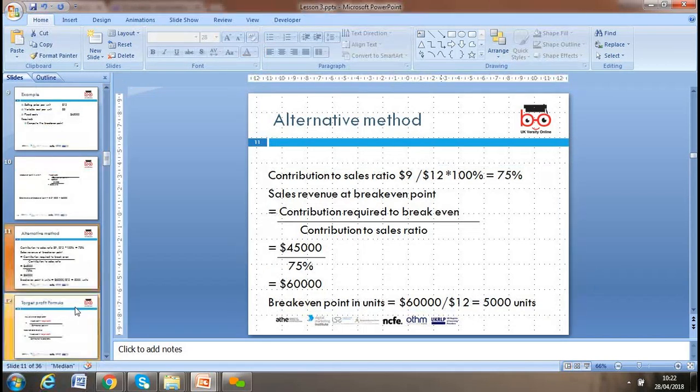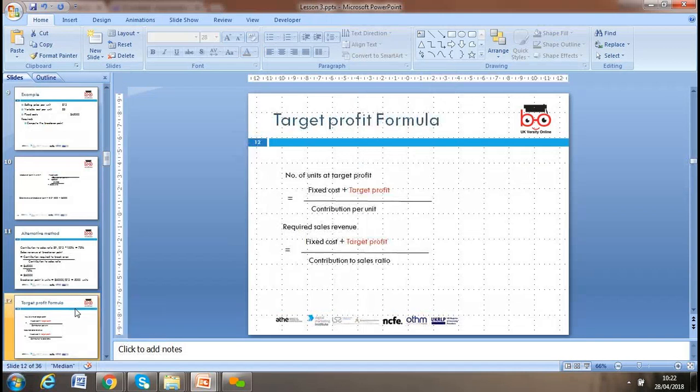So next we have target profit. What is meant by target? Target profit means the desirable profit, the profit we want to be at. So we need to decide how many units we will sell. We know our fixed cost, 45,000, plus target profit, the profit we want to earn. Because break even is a point of no profit, no loss, but target profit is the profit we want to earn.